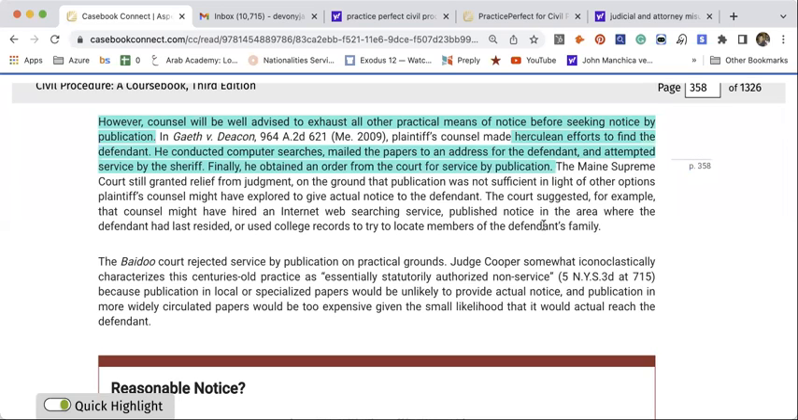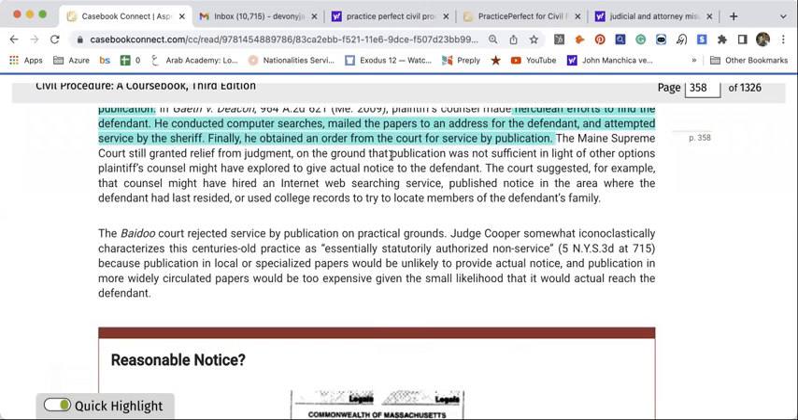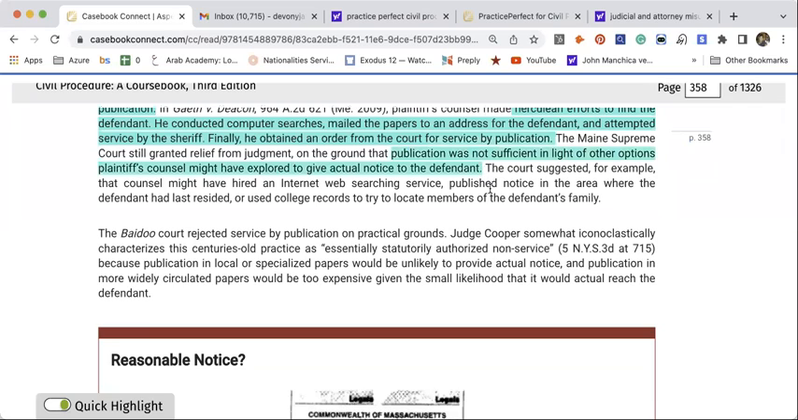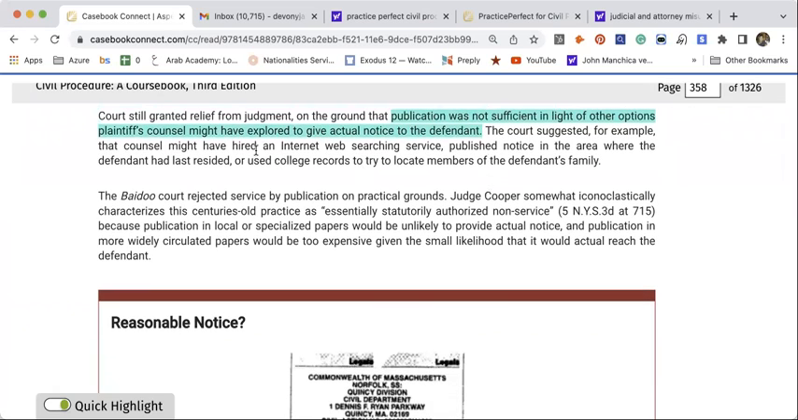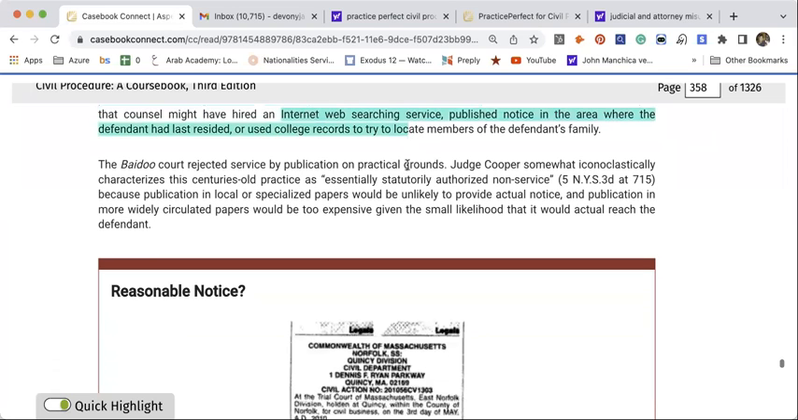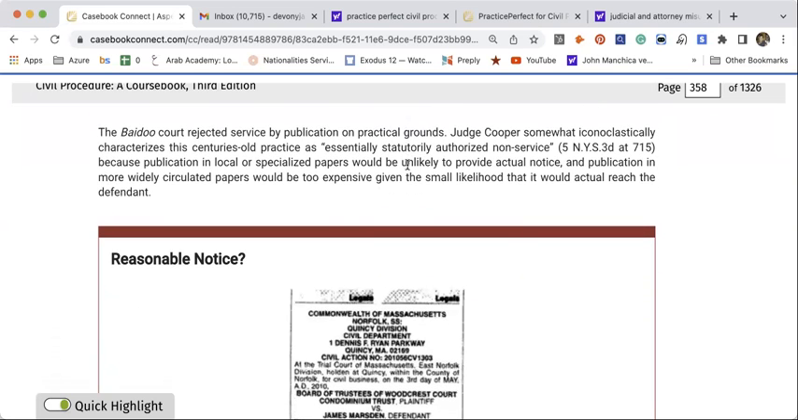The Maine Supreme Court still granted relief from judgment on the grounds that publication was not sufficient in light of other options plaintiff's counsel might have explored to give actual notice to the defendant. The court suggested, for example, that counsel might have hired an internet web searching service, published notice in an area where the defendant had resided, or used college records to locate members of the defendant's family. The Baidoo case rejected service by publication on practical grounds.